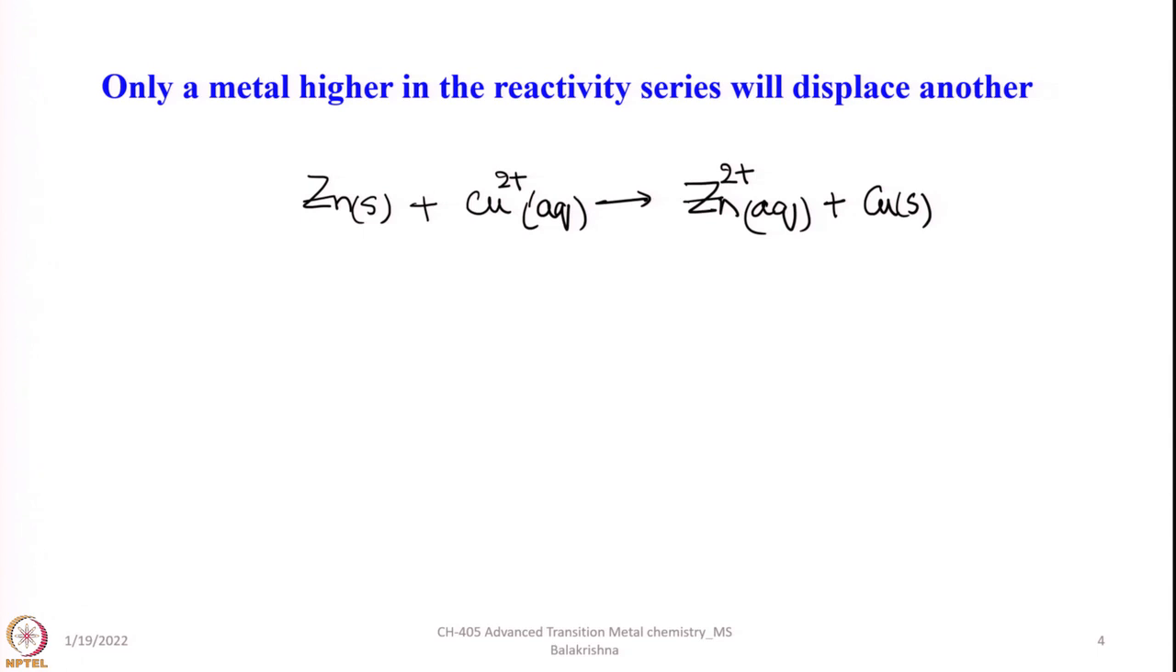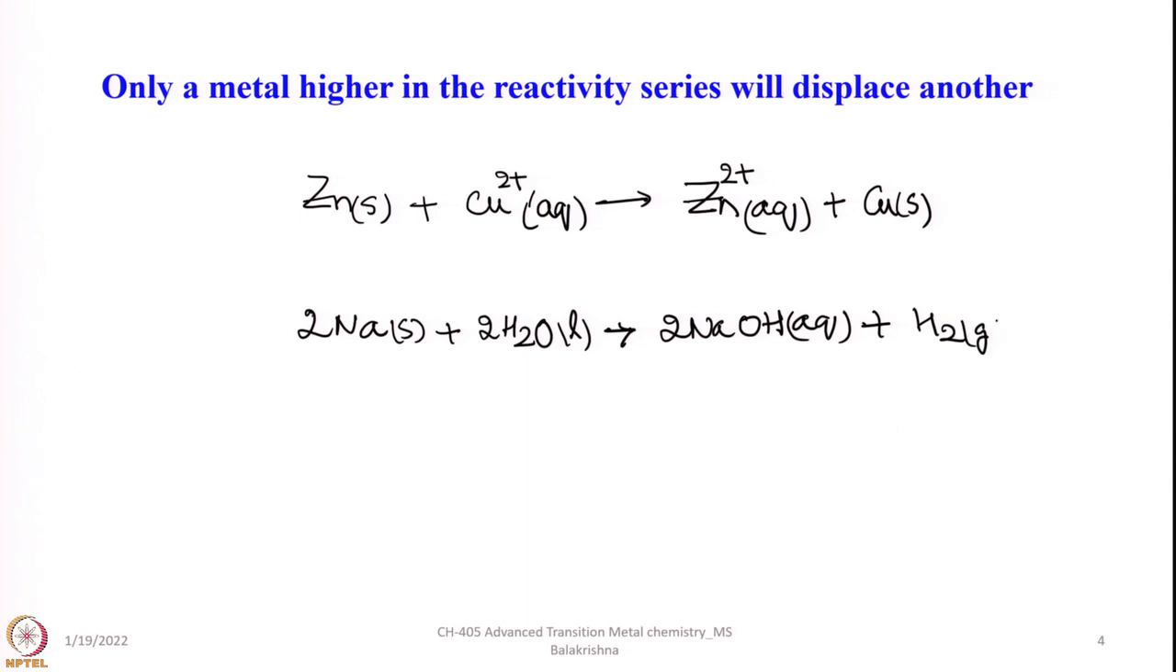So it is important to distinguish between the displacement of hydrogen from an acid and hydrogen from water. Sodium is highly reactive and is able to displace hydrogen from water. For example, if you take solid sodium and add it to water, I am sure you are all familiar with this equation. So H2 is liberated here. Sodium is highly active and is able to displace hydrogen from water.